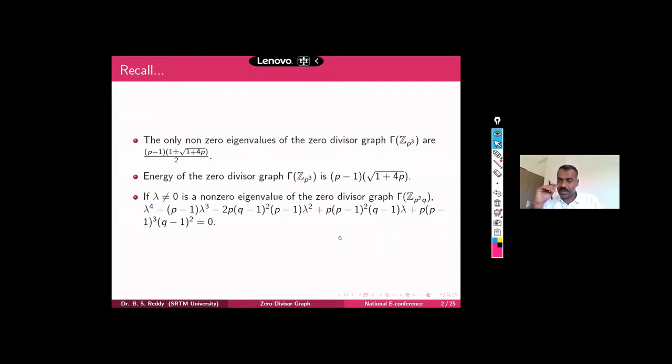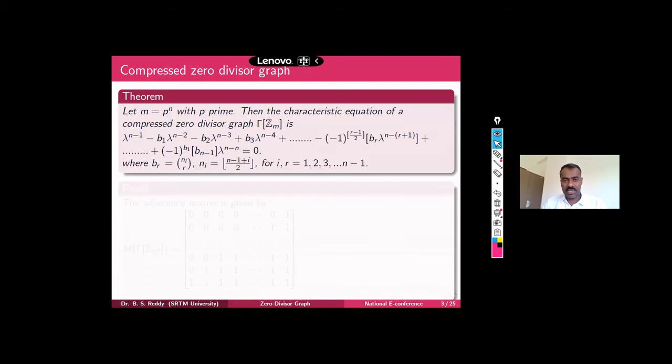And then for p squared q, we are able to calculate the characteristic equation. It is not exactly the characteristic equation; any non-zero eigenvalue lambda actually satisfies this fourth degree equation. Okay. And also we discussed the compressed zero divisor graph and the characteristic equation of Z_p^n for any prime and for any natural number n. As I explained earlier, these coefficients b_i involve binomial coefficients. This n_i is a floor function. Okay.